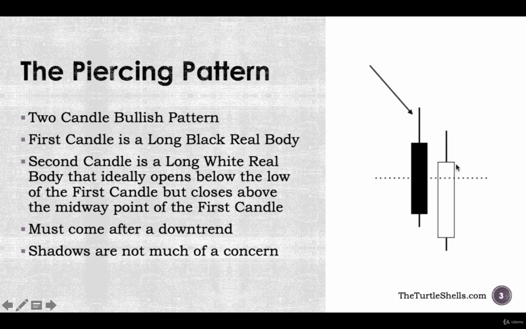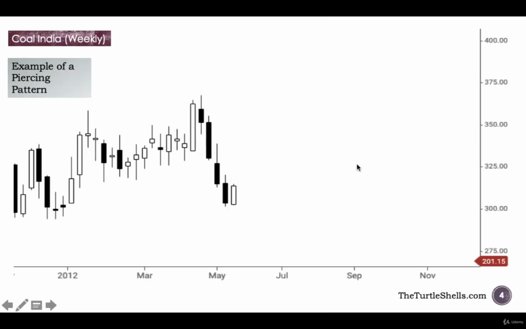So let's have a look at some examples. So this is the Coal India weekly chart. This is an example of a piercing pattern. So it's coming after a nice downtrend. 1, 2, 3, 4 consecutive black candles, that too on a weekly chart, which means that for an entire month the price has been falling, and suddenly you have this piercing pattern.